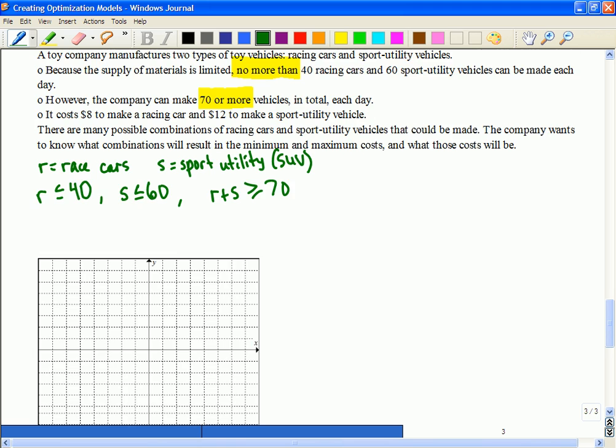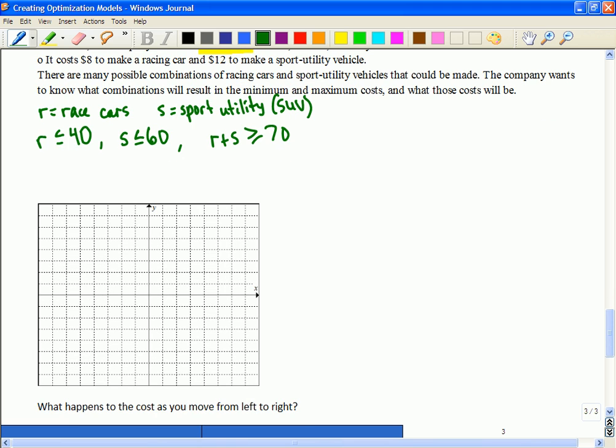Okay, so those are our constraints. At this point, the way we've been moving, we now have enough to make a pretty picture, so we can just shade this in. What do you guys want to use for X? What do you want to use for Y?